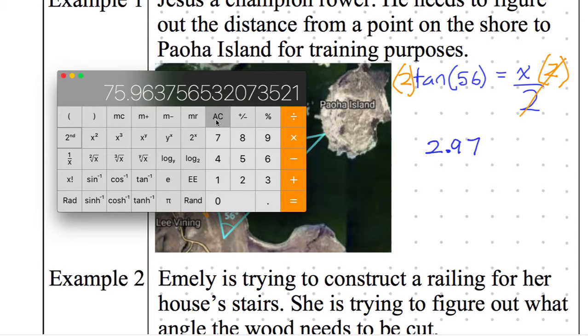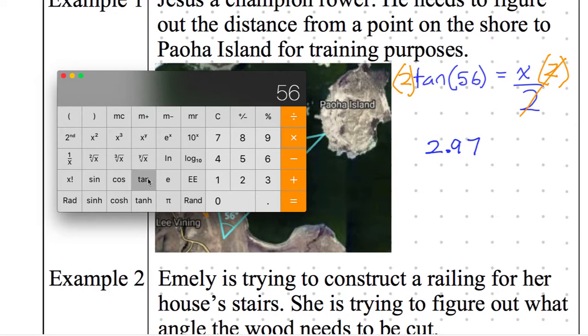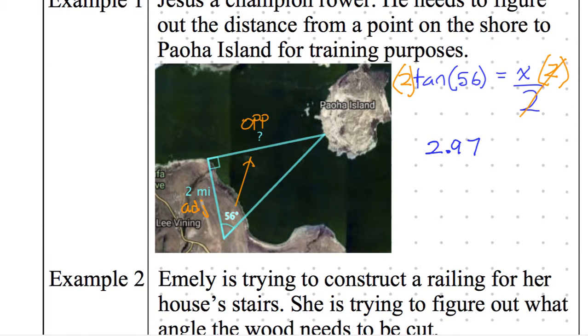So I'm going to say 2 times, and I need to do tangent of 56 now. So 56 tangent. This is tangent of 56, and if I hit equals, it's going to multiply that by 2, and I get 2.965. That means I'm rounding this 6 up to a 7. It is indeed 2.97. Make sure that everyone can get our calculators ready.